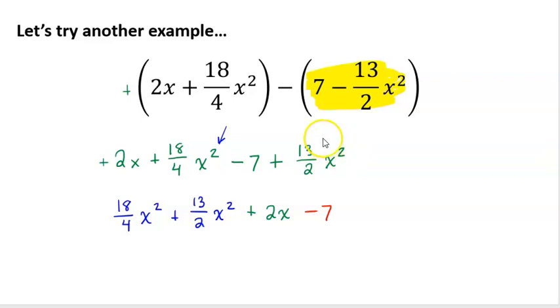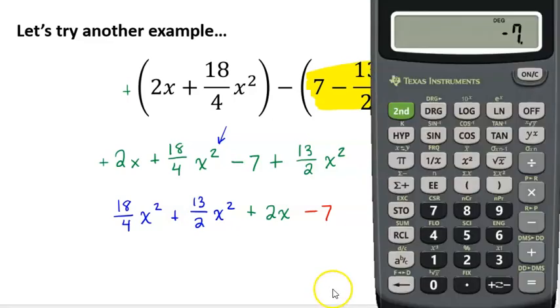Just be careful with these fractions. Leave it to the calculator. Notice that these two do not have the same denominator. Now we could do this by hand, multiply the 13 and the 2 by 2, get like denominator. There's no reason to do all of that on your EOC when you get to have a calculator. So let the calculator do the work.